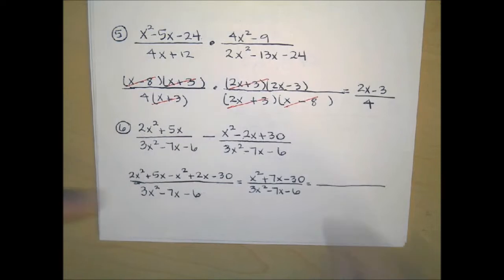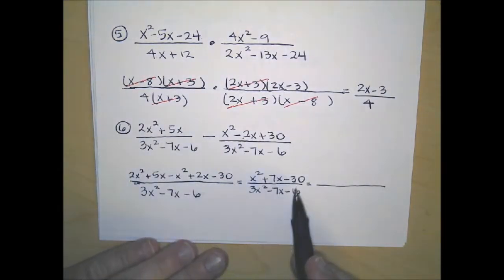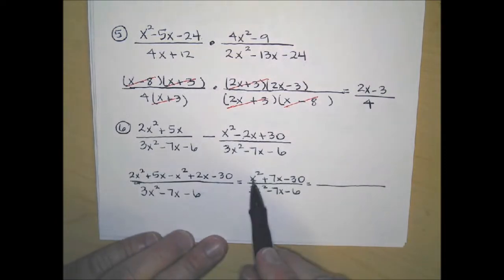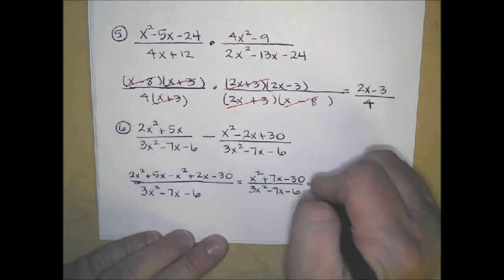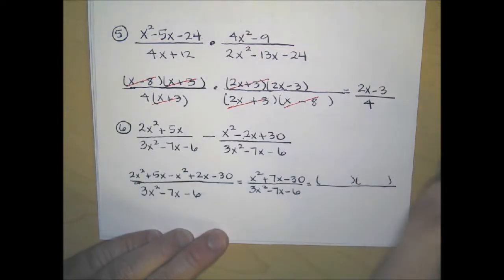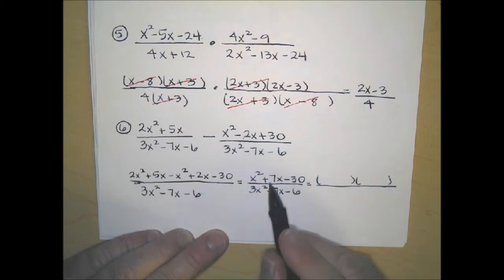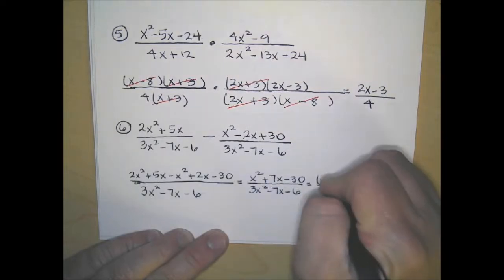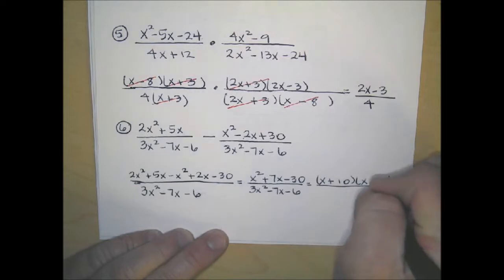So now I'm at the point where all I need to do is factor and then cancel whatever I need to cancel. Now the factoring process on the numerator would simply be your regular old trinomial. Okay? Factors of negative 30 that add up to positive 7 would be x plus 10 and x minus 3.